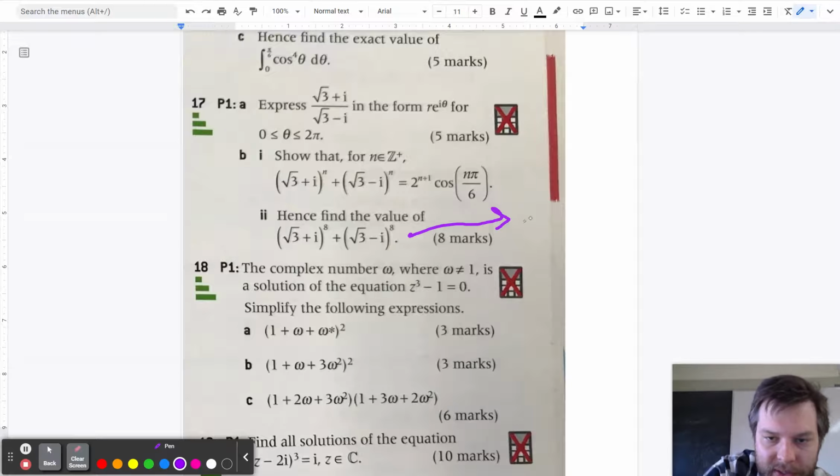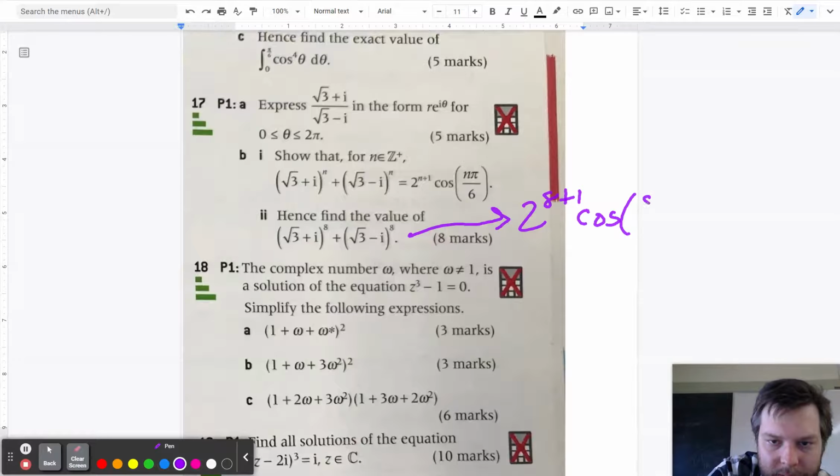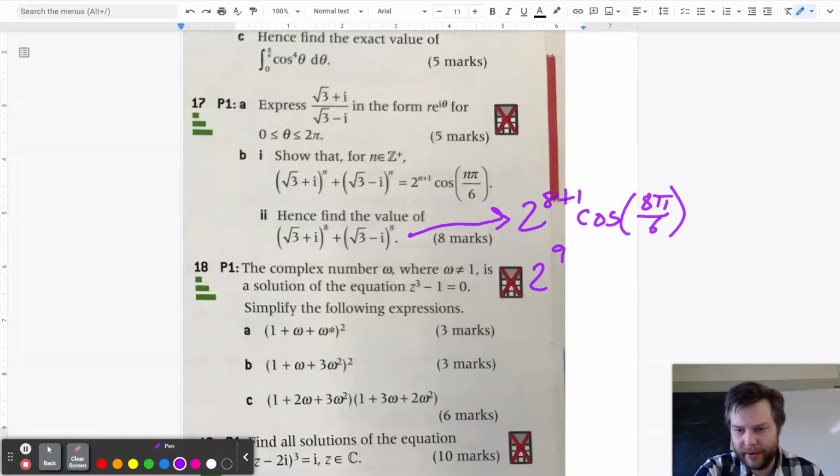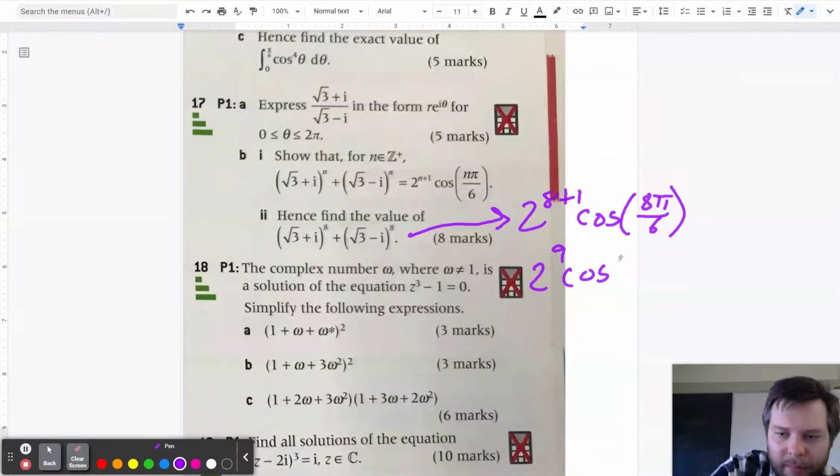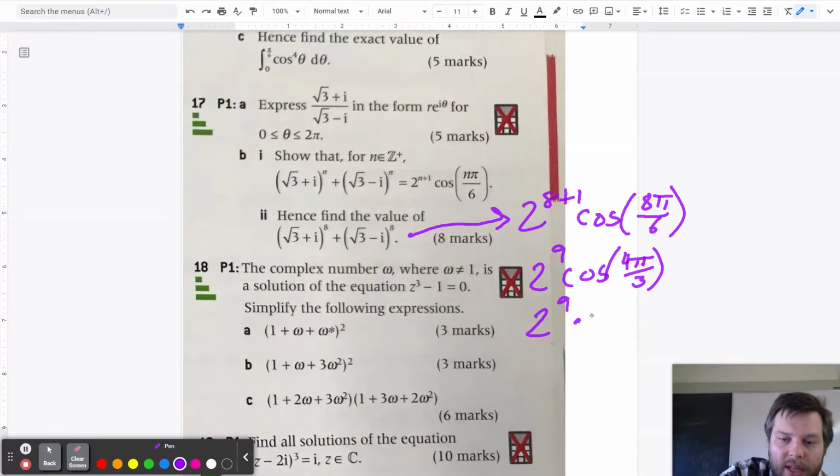So the value of this is just going to be 2 to the 8 plus 1 cosine of 8 pi over 6. So that's 2 to the ninth. I'm not even going to bother to expand 2 to the ninth out. 2 to the ninth is a great value. 8 pi over 6 is the same as 4 pi over 3, which is pi over 3 past 180. So I think that's a cosine of negative 1/2. So I have 2 to the ninth times negative 1/2. So that's going to be negative 2 to the 8th.